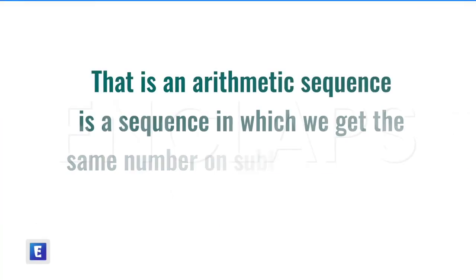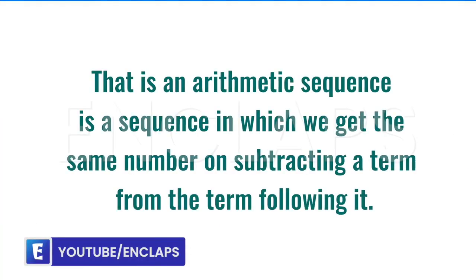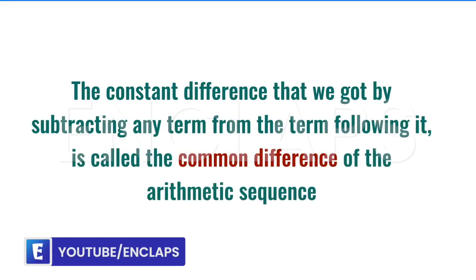That is, an arithmetic sequence is a sequence in which we get the same number on subtracting a term from the term following it. The constant difference that we get by subtracting any term from the following term is called the common difference of an arithmetic sequence.